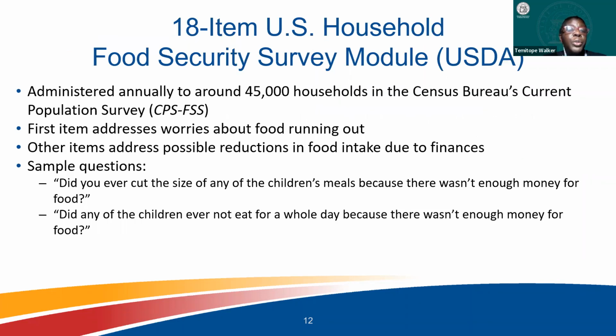The USDA measures food insecurity through responses to a series of 18 survey questions and statements fielded to roughly 45,000 households in the food security supplement of the Census Bureau's Current Population Survey, so the CPS module. The first item addresses worry about food running out, while the remaining items address possible reductions in food intake because of financial constraints. 8 of the items are focused on children. So here's a key distinction of this longer form, and thus it is used for households with no children who are under the age of 18.